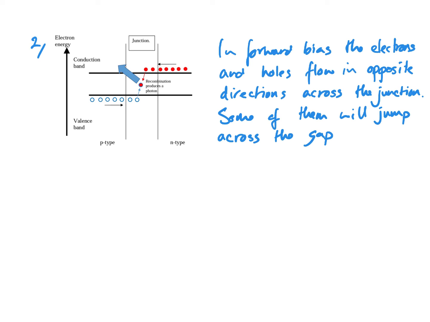So basically remember that the holes are just a space where an electron should be. And electrons will naturally try and return to lower energy states. So the electrons will fall down the gap, and the equivalent way of thinking of that is that the hole jumps up the gap.